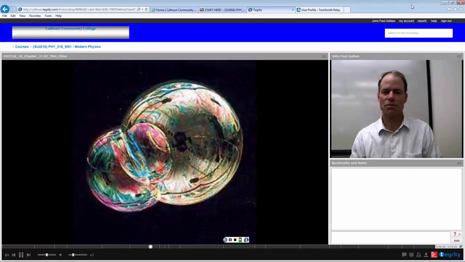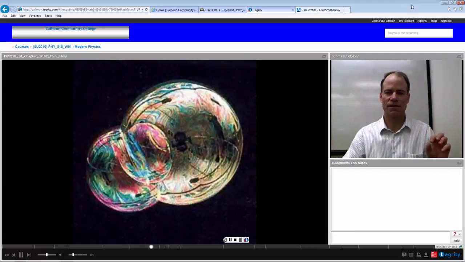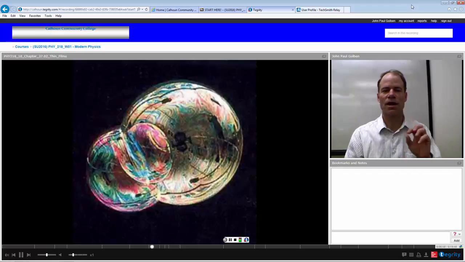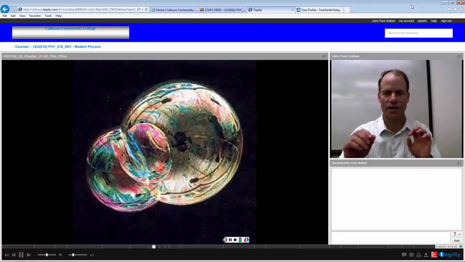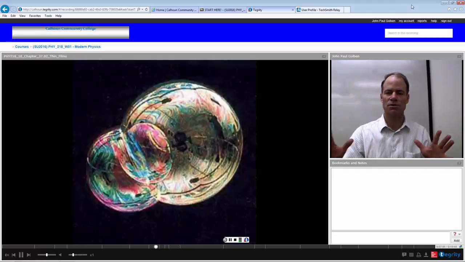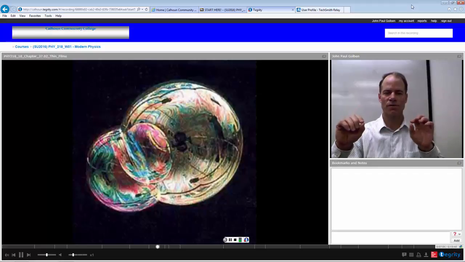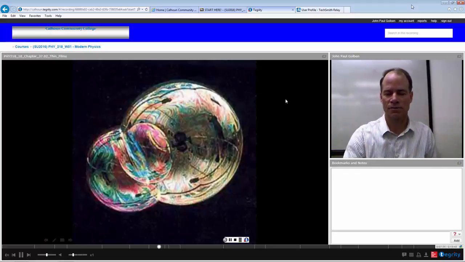Here's a soap bubble of varying slight thickness, and where the thickness is just right, 3/4 of the wavelength of green light, then you will see green. But if it's 3/4 of the wavelength of violet light, we'll see violet. And so that's why we see all sorts of colors, because the thickness of this thin bubble film is varying itself as the light is interfering with it.